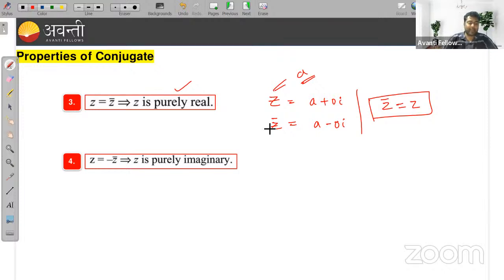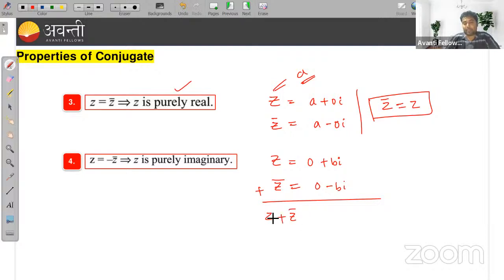Similarly, in the next one we'll see Z is equal to minus of conjugate of Z, then Z is purely imaginary. Just taking the right hand side, Z is purely imaginary. Suppose I'm taking 0 plus Bi. So Z bar will be 0 minus Bi. Yes or no? If you add these two complex numbers, Z plus Z bar, what are you getting? 0, you are getting, or not?